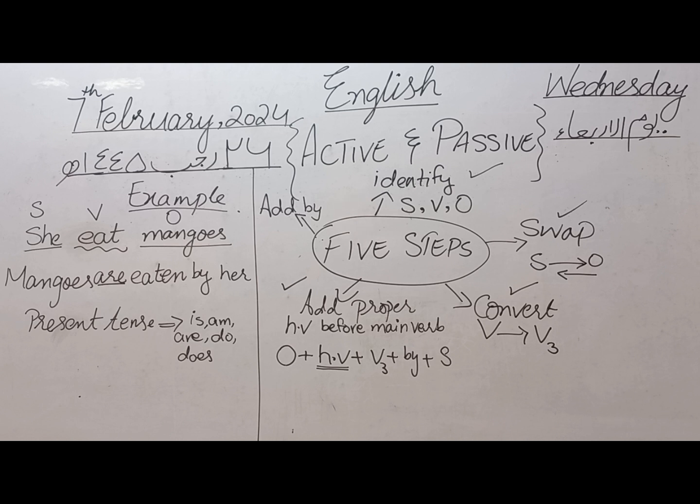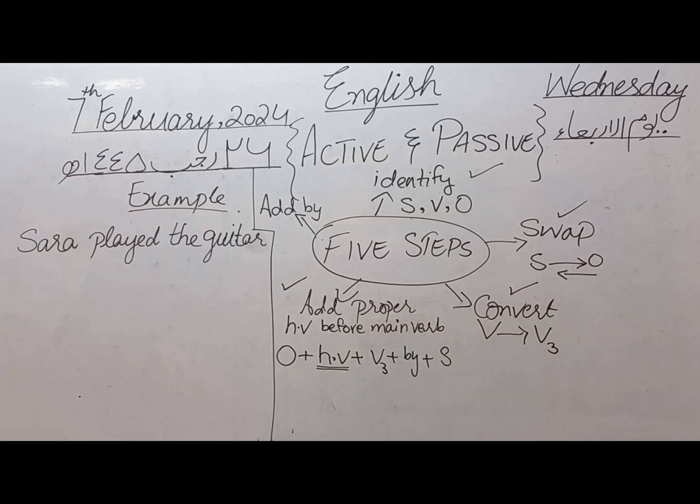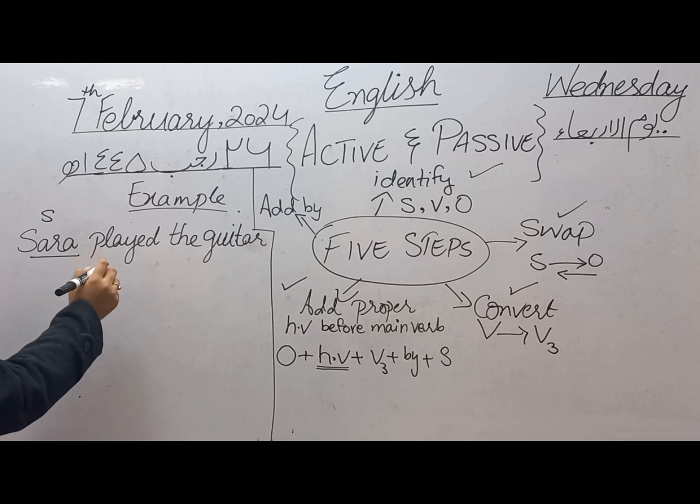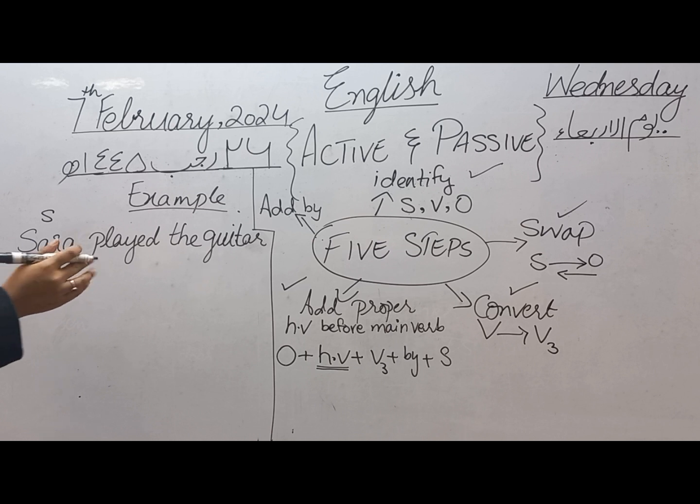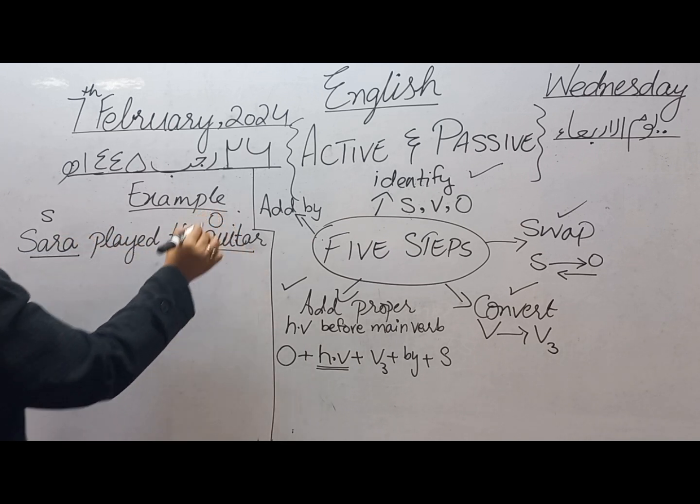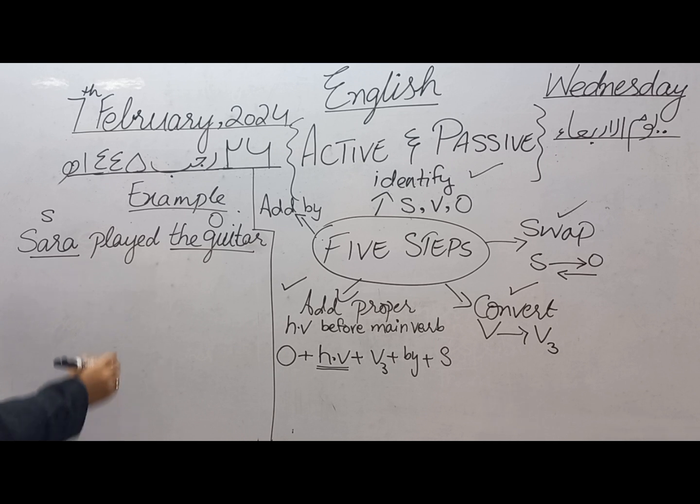Okay, let's take one more example quickly. So let's follow the steps which I have told you. First step was to identify. So what is the subject in this sentence? Okay, Sarah. Nice. Very good. Next. What is the object in this sentence? The guitar. Good. And the verb? Excellent. The verb is played. Action verb. Okay. First step done.